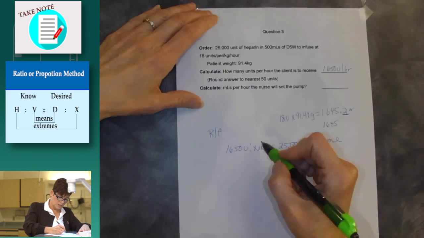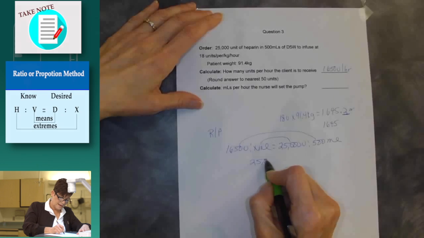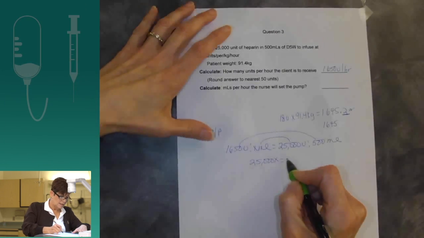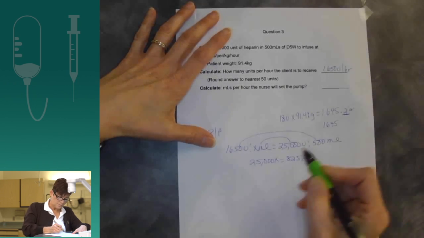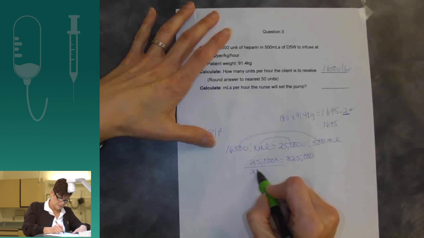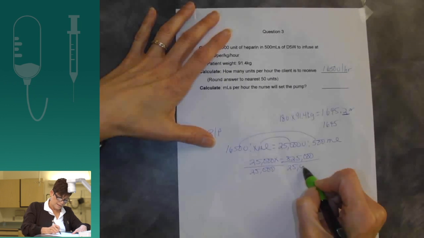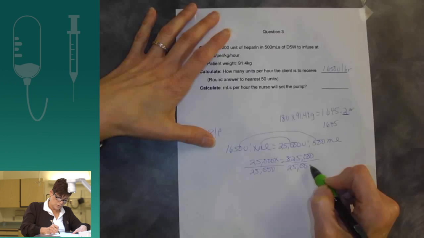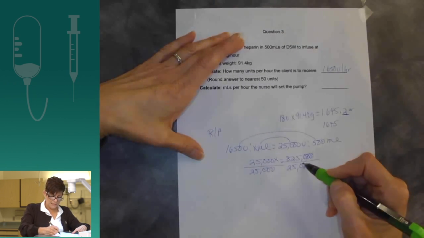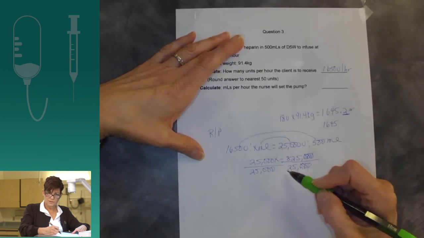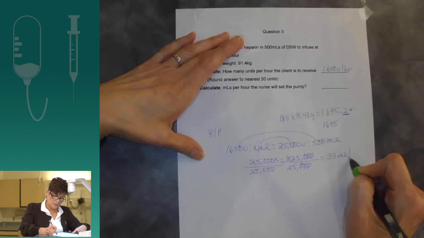So what we're going to do is again the means times the extremes. So we have 25,000 x equals 825,000. We're going to divide the 825,000 by the 25,000. What I like to do is cross off my zeros to make it easier for me to calculate and divide. So we come up with 33 mLs per hour.